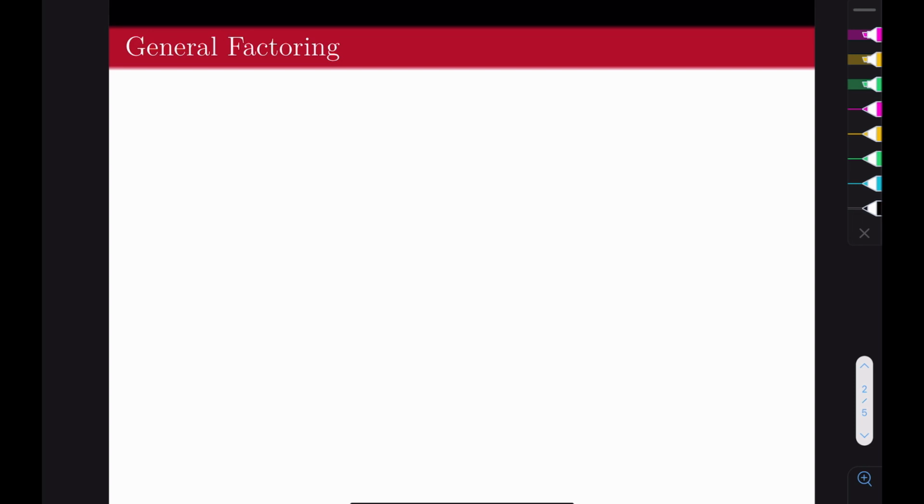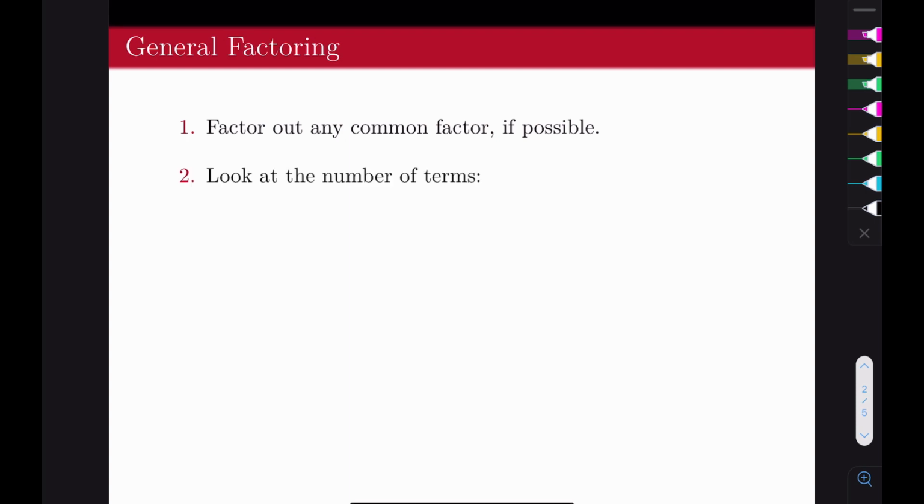First and foremost, before you do anything, you want to look at every single term and see if there's a common factor. If there is, take that out because it's going to make your life way easier and give you fewer possibilities for what to factor. From there, you want to look at the number of terms, and that's going to help you figure out: am I applying my general technique of guess and check? Is it a special formula, or am I going to be doing grouping?